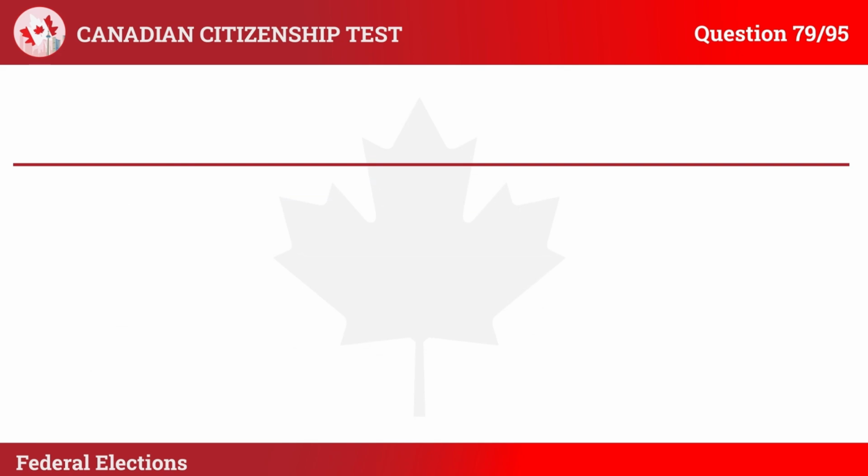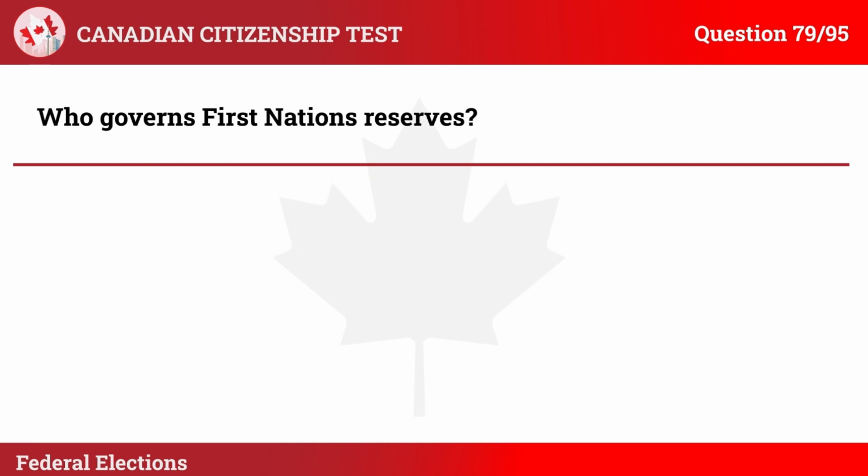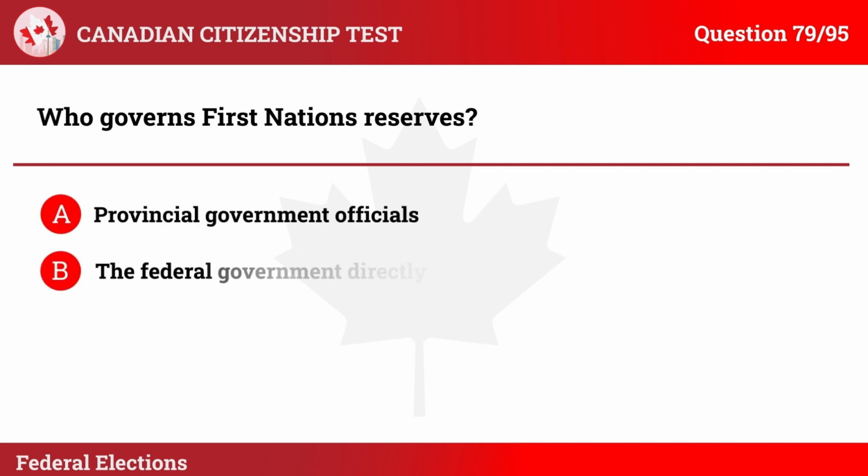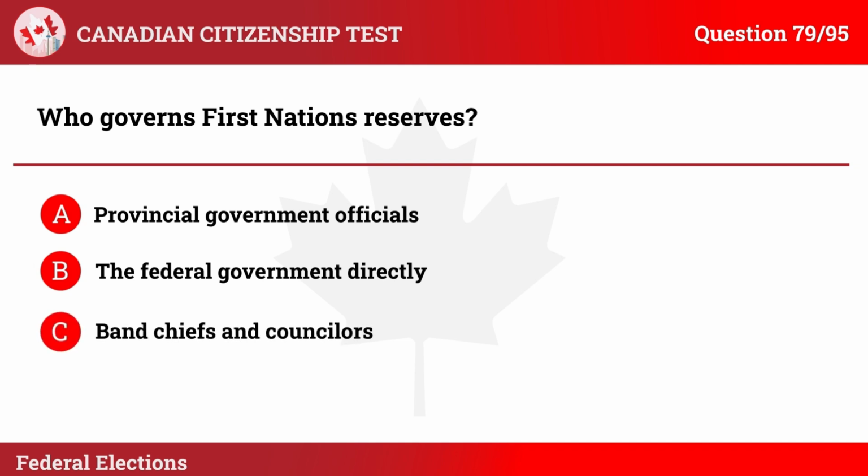Question 79. Who governs First Nations reserves? A. Provincial government officials. B. The federal government directly. C. Band chiefs and councillors. D. Elected mayors.